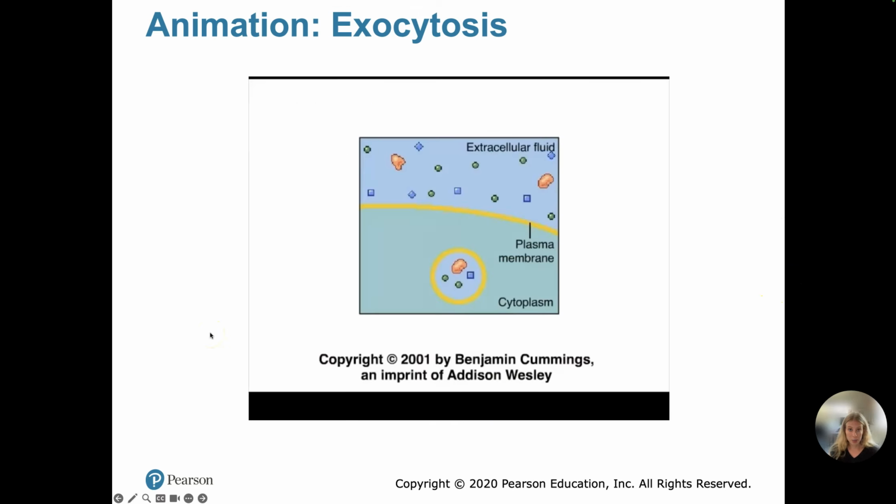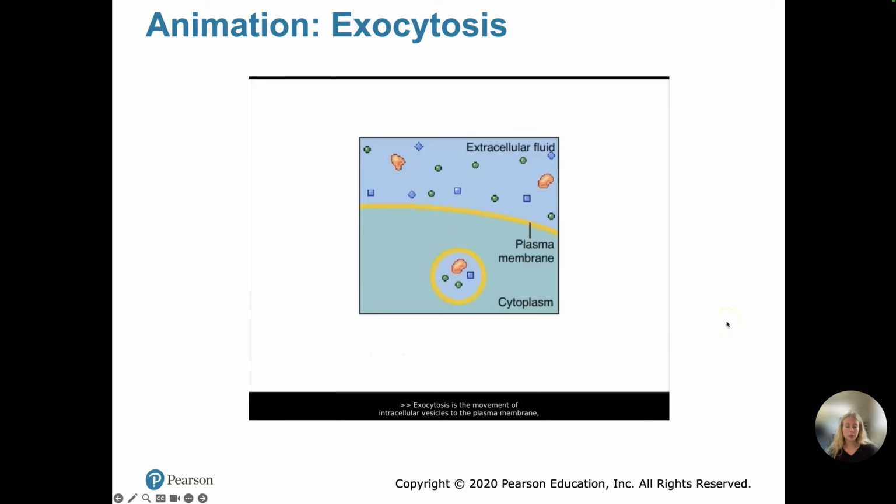This example here is specifically exocytosis. Exocytosis is the movement of intracellular vesicles to the plasma membrane, where they fuse with the membrane and release their contents into the surrounding fluid. This process occurs predominantly in secretory cells, such as mucus-producing cells or pancreatic cells, that secrete enzymes into the digestive tract. We talked about how the pancreas produces insulin and secretes that. So this is how that is secreted from the cell, how that protein is secreted or the hormones are secreted from those cells.